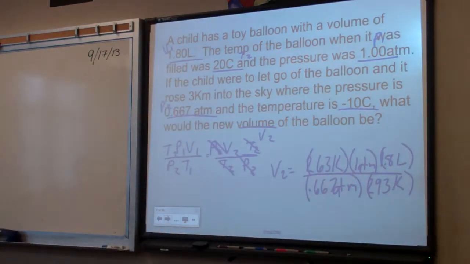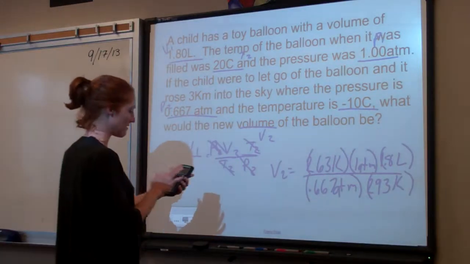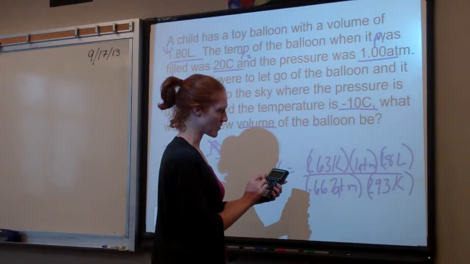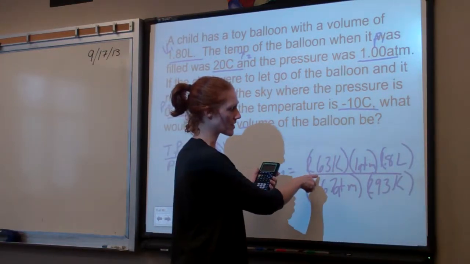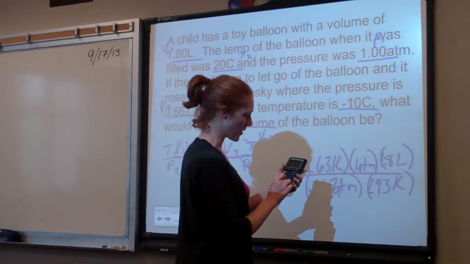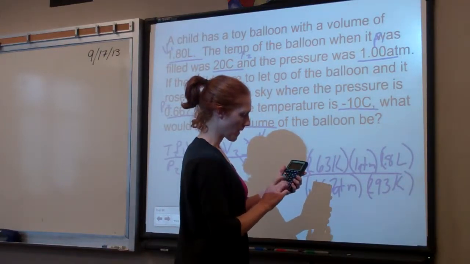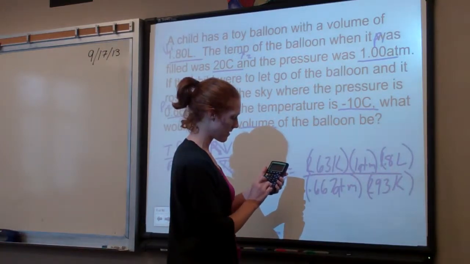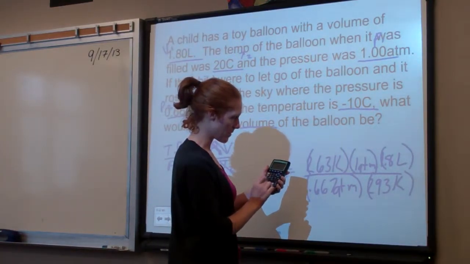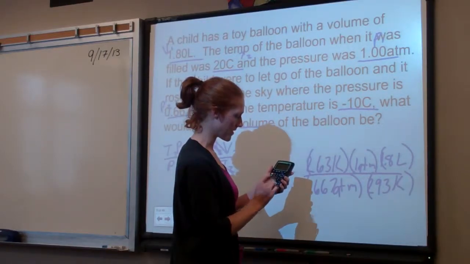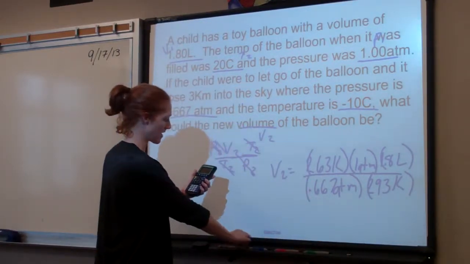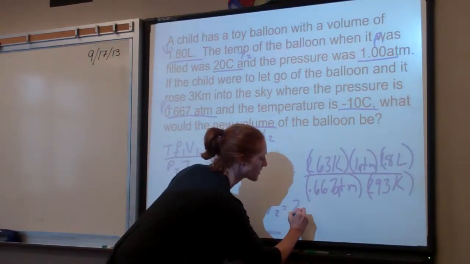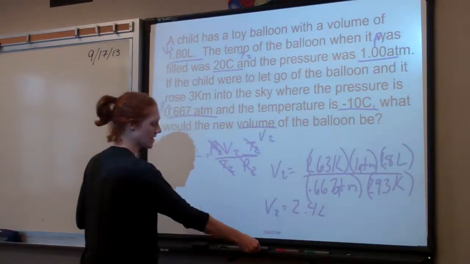We'll multiply the first three numbers and then divide by each of the things on the bottom. Make sure you try this one. This is the one that kids make the most mistakes on in typing it in. So 263 times 1 times 1.8, I hit enter. Divide by 0.667, enter. Divide by 293. You can also use parentheses, but it works this way as well. And I got 2.4. So the volume, V2, is 2.4 liters is what you should get. So make sure you actually type things in and you can get it right.